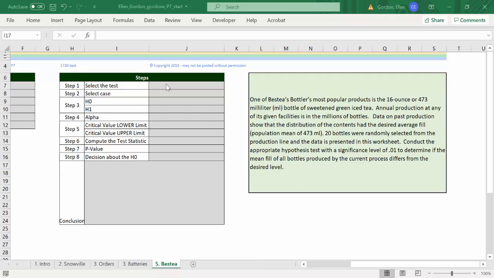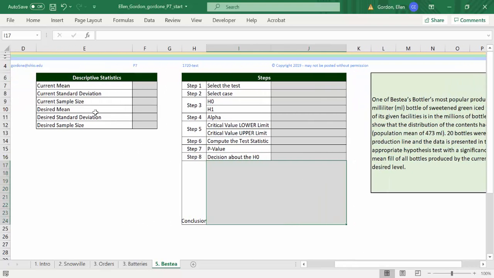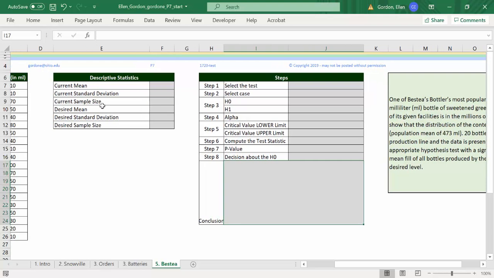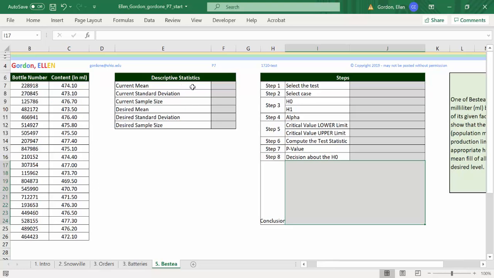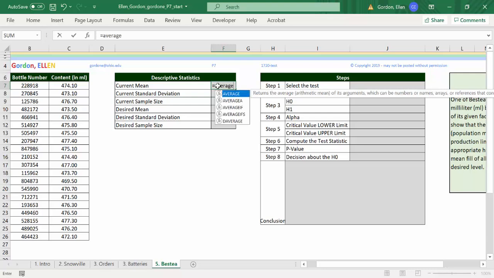The first step is to identify the appropriate statistical test. In order to do so, we can complete the descriptive statistics table. So we are comparing two means. We're comparing the current mean fill of the bottle to the desired or advertised fill. For the current mean fill, we have 20 bottles, so that is a sample, and we can use Excel functions to compute those statistics. We can use the average function to compute the mean.